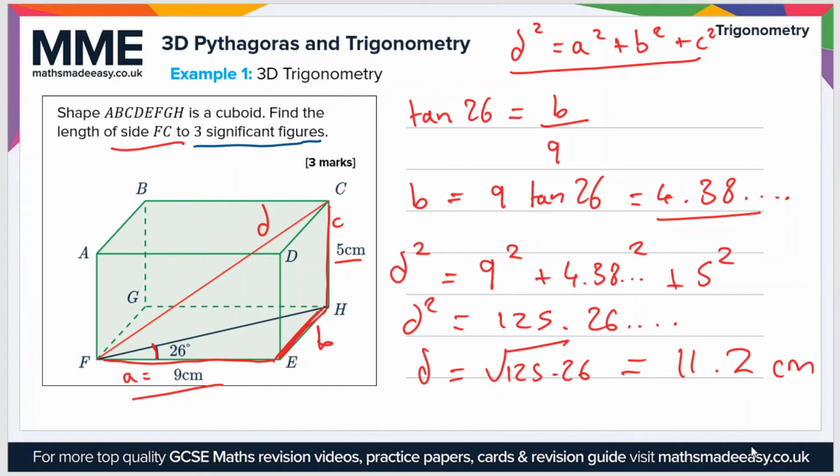And the other thing to point out is that I could have done this question differently. I could have worked out the side length FH first of all, and then used 2D Pythagoras to work out the length of D, or the side FC. And to get FH, all you do is use the cosine function, because you have an adjacent side and a hypotenuse. So cosine equals adjacent over hypotenuse, so cos 26 equals 9 over FH, and then you just solve for FH.